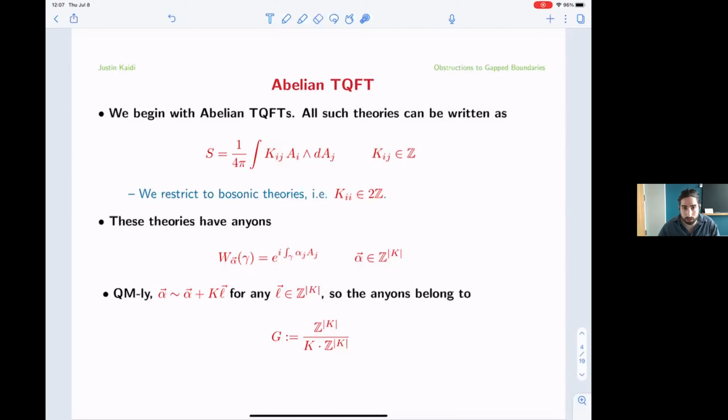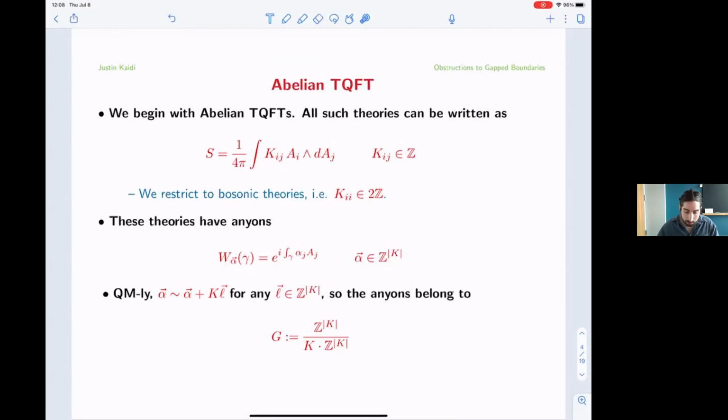And if we want to consider just bosonic systems, like we will today, then the K matrix has to be even. So its diagonal entries are even. So this is the generic Abelian TQFT. And what does this theory really look like? So the things that I can measure in this theory is basically I put in heavy external probe particles, and then I can measure Aharonov-Bohm phases between those particles.